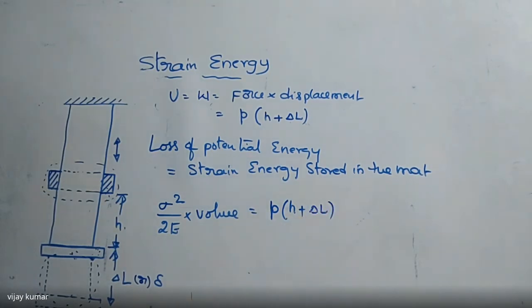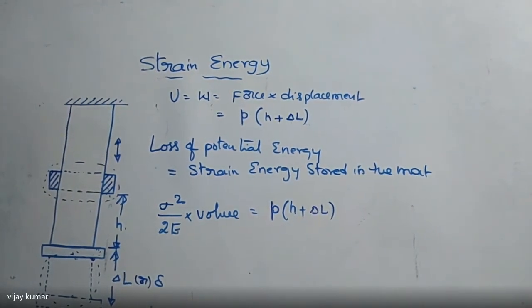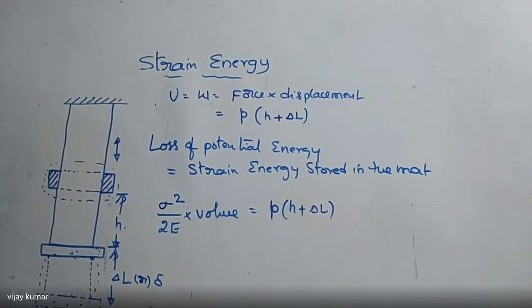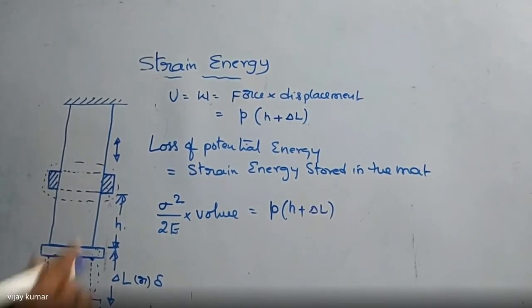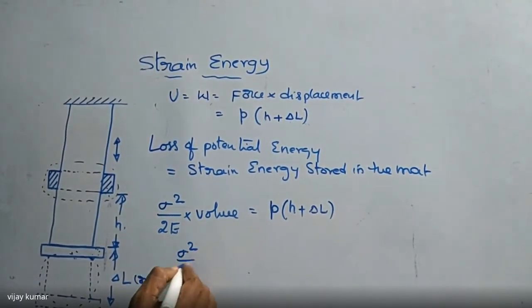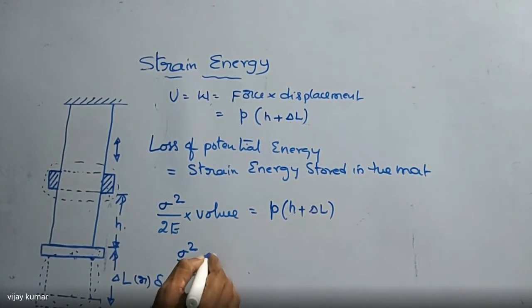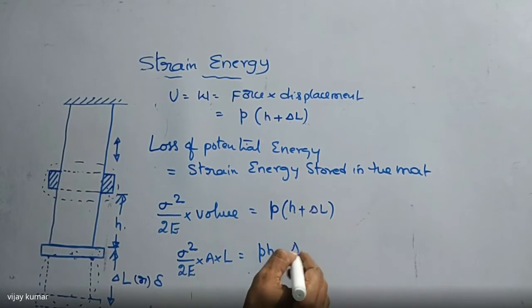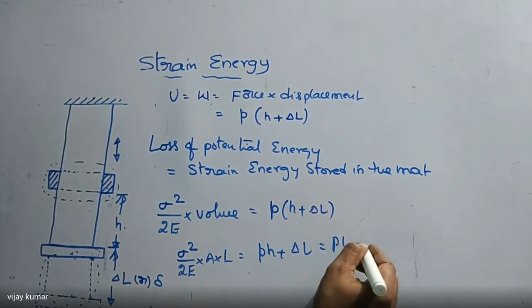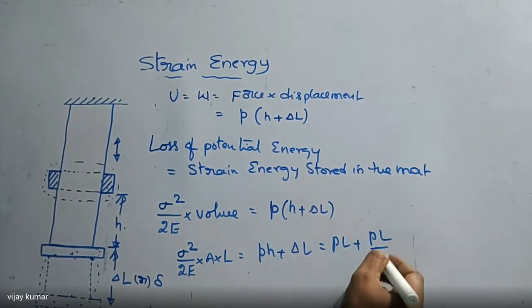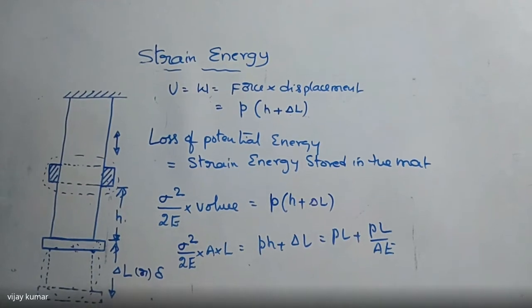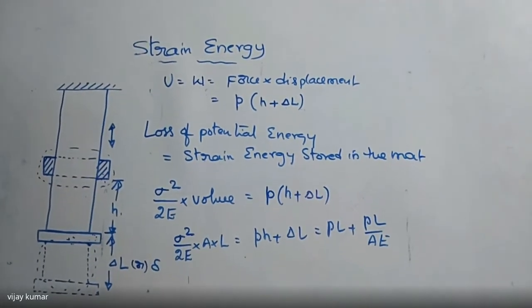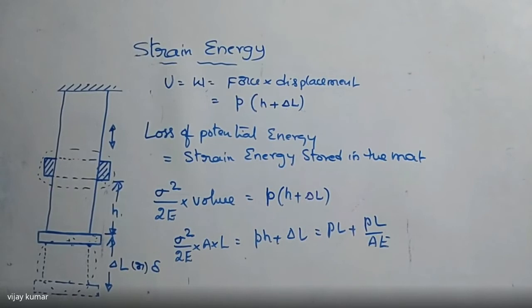That is the formula of strain energy. Do you get the point or not? So here sigma square divided by 2E into volume, which is area into L, is equal to P into H plus delta L. And delta L is nothing but PL by AE, according to Hooke's law. Do you get my point or not?